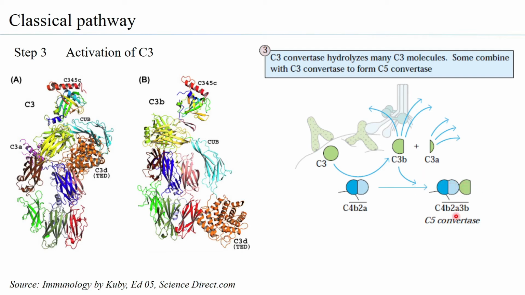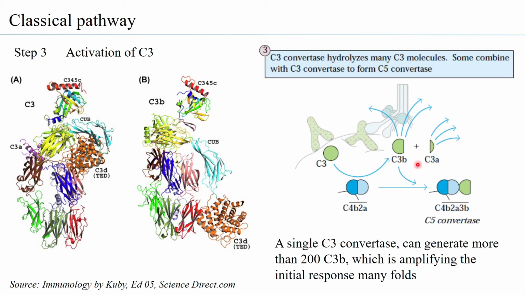And now this complex is enzymatically active, and this forms what is called the C5 convertase. So you can see how, like a chain, from one enzyme you have another enzyme arising. In this case too, the C3a that is formed is released as an anaphylatoxin. So C3a can also help in mediating inflammation.